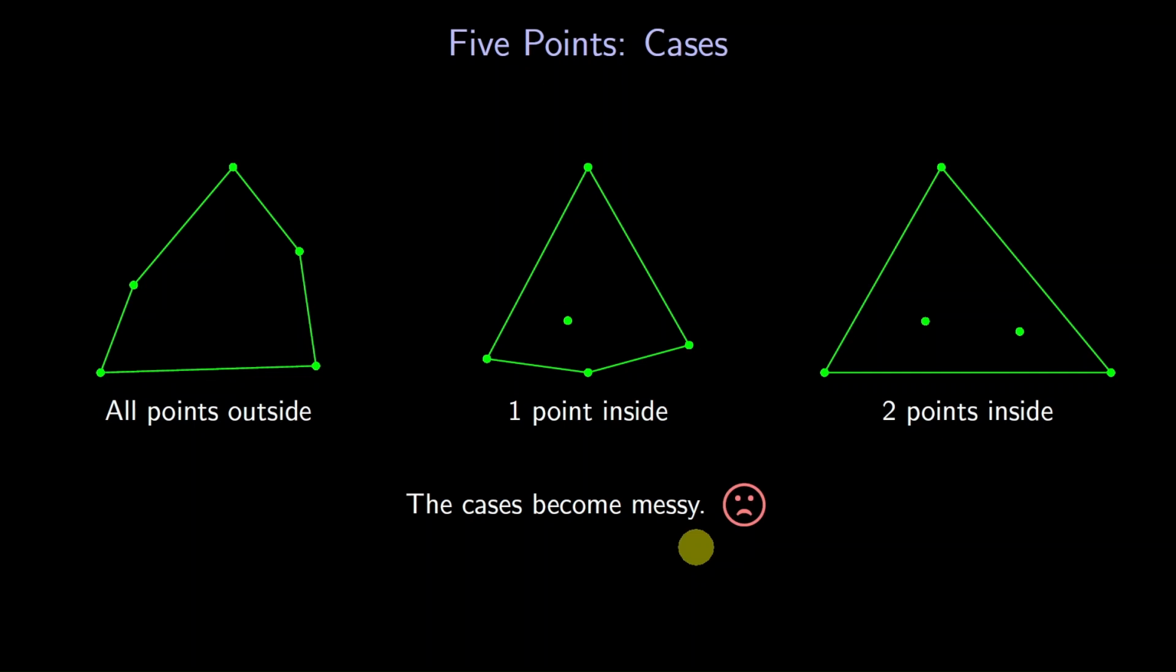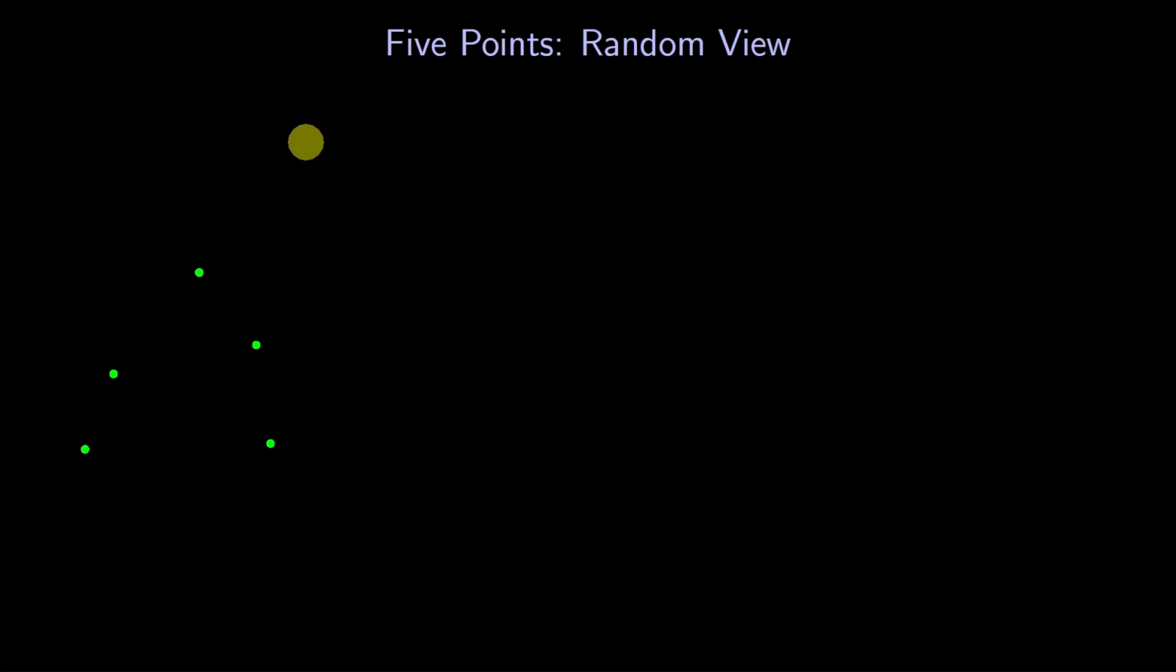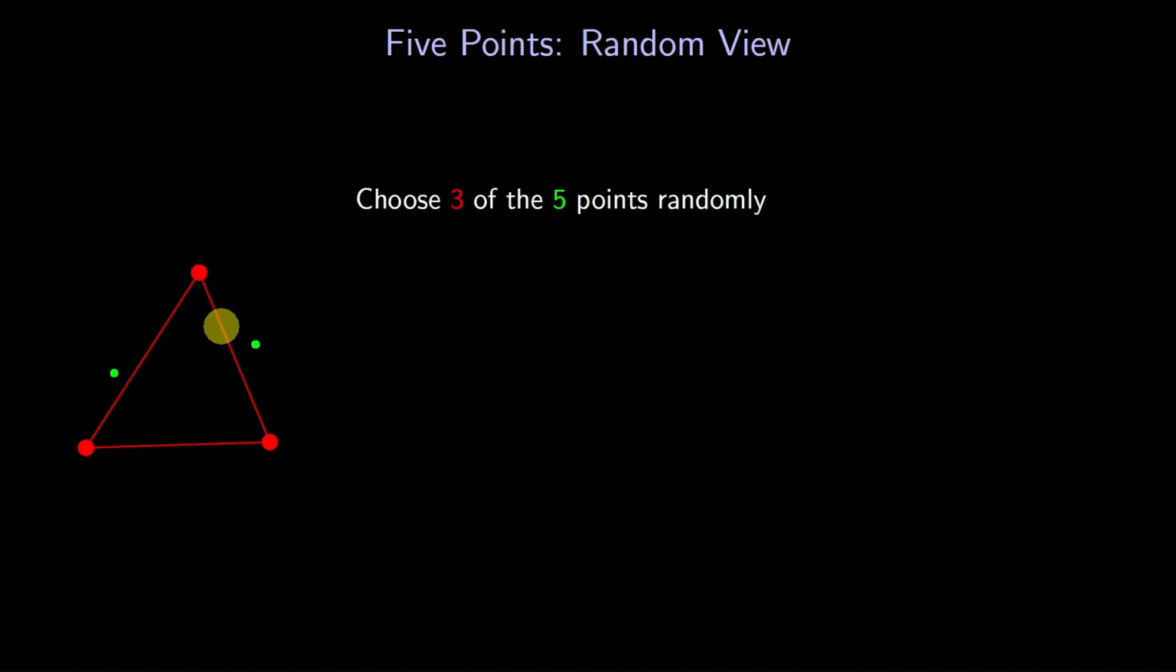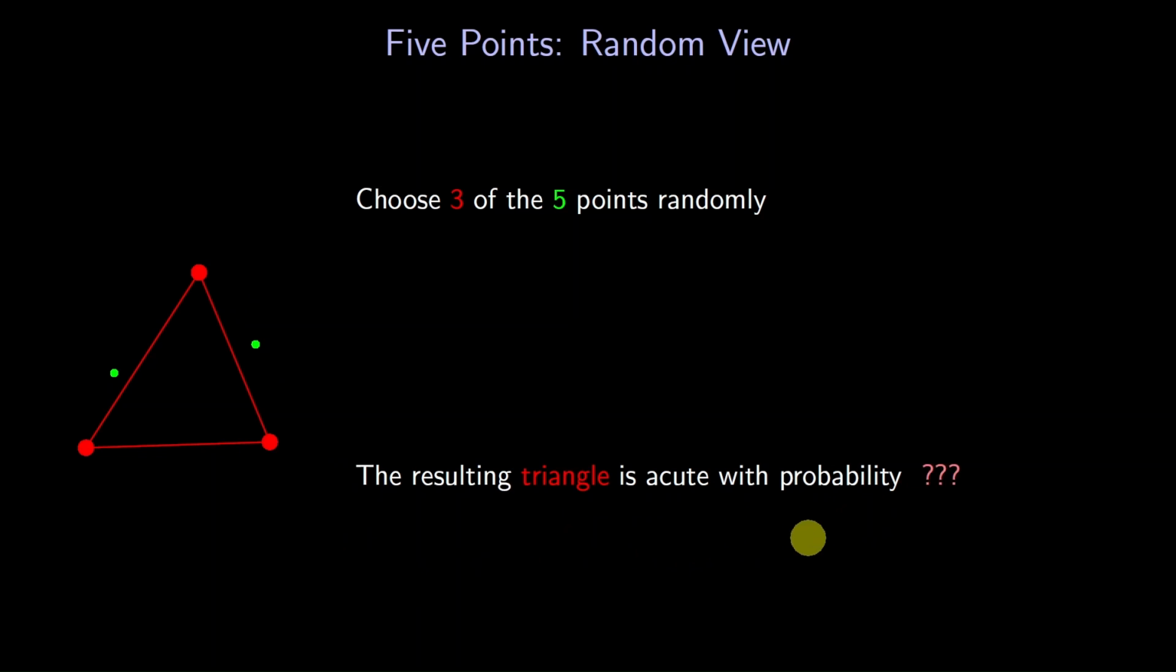Let's try another approach. We'll try to use our previous work on 4 points. To do so, let's look at the random view again. Okay, we start with 5 points that are fixed. In the random view, we'll choose 3 of the points at random. I've chosen the 3 red points. Let's draw a triangle. We'd like to know the probability that the resulting triangle is acute. And that probability is, I don't know. We have nothing to work with. We haven't used our previous work yet.